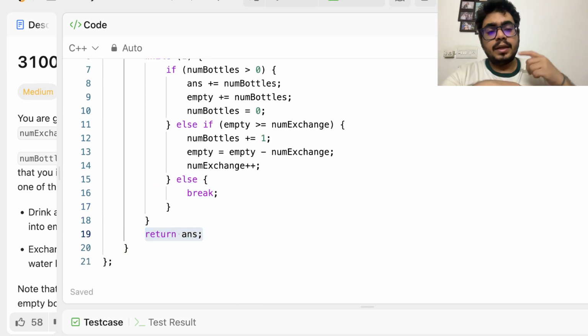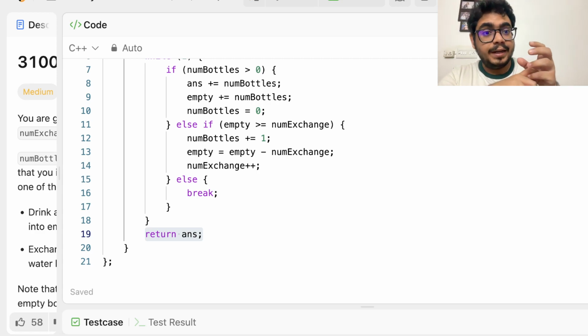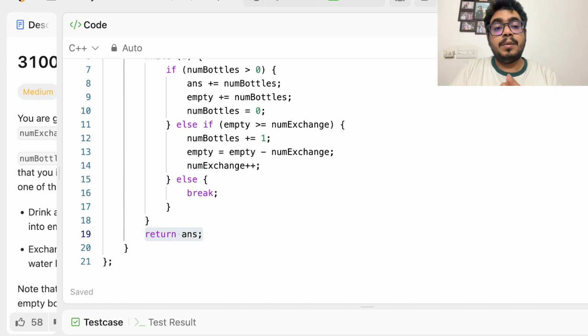So yeah, repeatedly keep on doing this. If you have some full bottles, drink them, add them to empty. If you have some empty bottles and they are more than the ones that you need to exchange one full bottle for, give those many bottles, get an exchange, add it to full bottles, and then do num exchange plus plus, because next time we would need to give one more bottle.